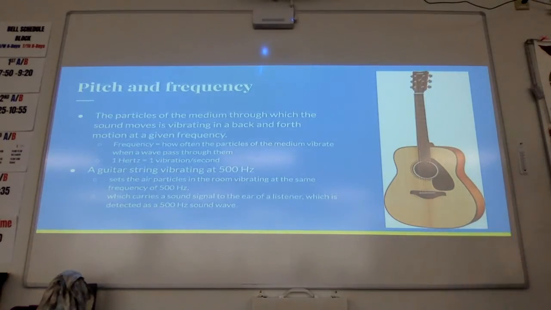Okay? So a guitar string vibrates at 500 hertz. It sets the air particles in the room vibrating at the same frequency, and then you hear the 500 hertz sound, which carries a sound signal to the ear of the listener, which is detected as a 500 hertz sound wave. Now, when you played with the instruments you made across the table, when you actually pluck the string on the table, which is similar to the way a guitar works, you basically made a guitar on the table without the resonant chamber.